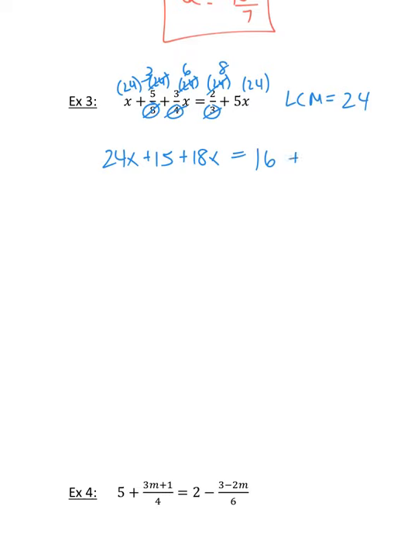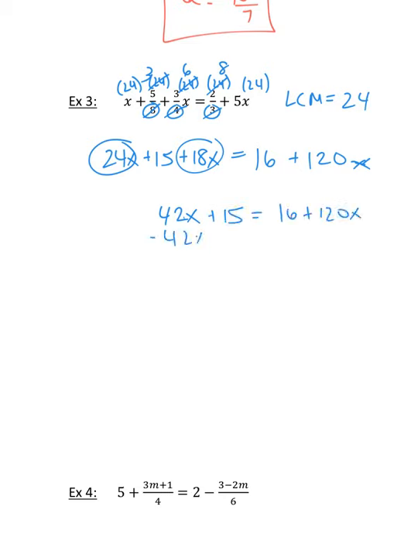And then just multiply. I'm going to get 5 times 4 is 20, 120x. Okay, and then again, fractions should be gone in the first step. So I'm going to combine like terms. I have 24 and 18 is going to give me 42x, 42x. Okay, and then plus 15 equals 16 plus 120x.